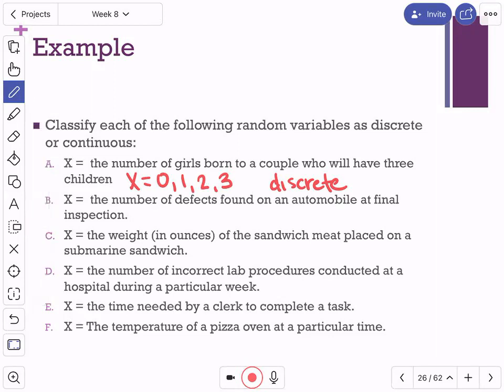Next one. X equals the number of defects found on an automobile at final inspection. So on this particular thing, can you have a partial defect or a whole, or does it have to be a whole defect when you're counting it? You could have a partial defect, but if it's a partial defect, that means that it's really what? A defect. It's still a defect.